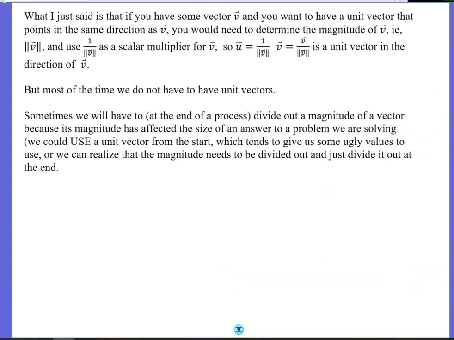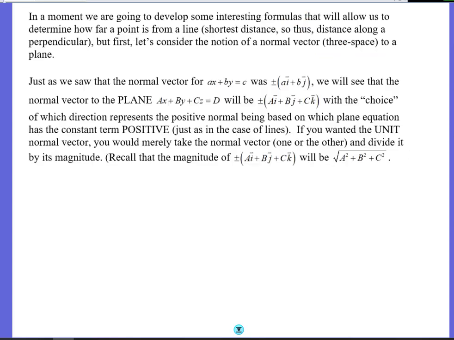This is me already saying you basically just divide the vector by its magnitude, so I already did that. So I said in a moment we're going to get some interesting formulas that will allow us to determine how far a point is from a line, the shortest distance from a point to a line, which would be perpendicular. But first, I just want to make sure everybody's fine with a normal vector to a plane.